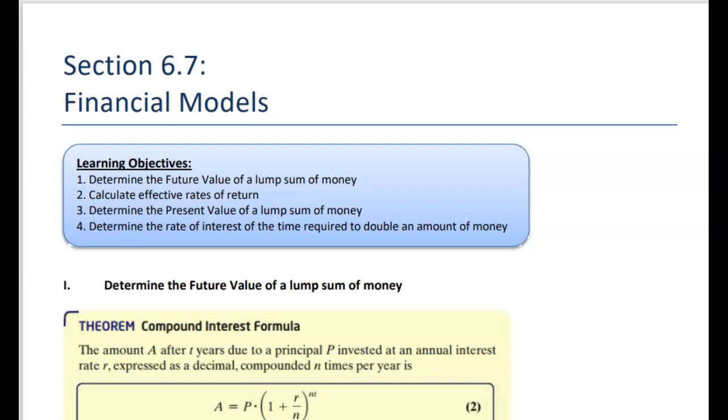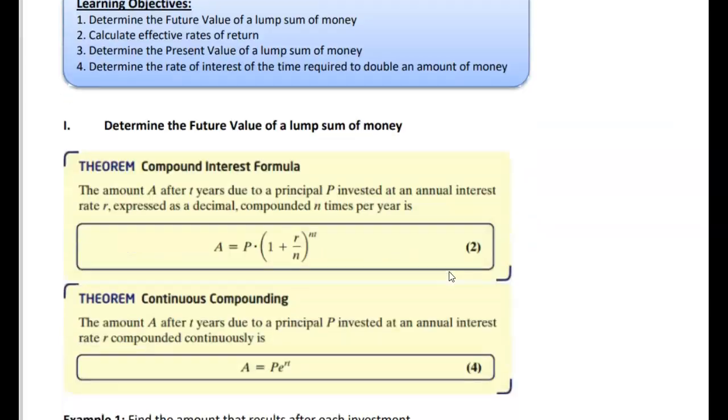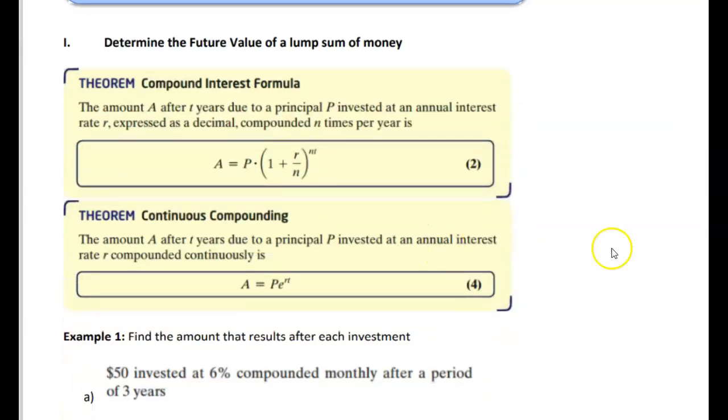Over this and the next section we're going to look at some applications of exponential and logarithmic functions. In this section we're going to look at financial models. There are a couple of formulas that we use in this section. The first couple, and the most important, are the compound interest formulas.